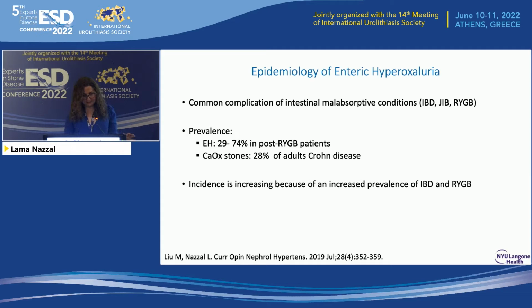So I'm very interested in enteric hyperoxaluria because it's the intersection between kidney stones and the gut. It is a common complication of intestinal malabsorptive conditions like inflammatory bowel disease, mostly Crohn's disease. It's also common in Roux-en-Y gastric bypass, and its prevalence is thought to be high, especially in the bypass surgery patients, up to 70%. And kidney stones are common in Crohn's disease. And we think the incidence is increasing because we have more prevalence of IBD in the population and bypasses. Every year we have more bypass surgeries.